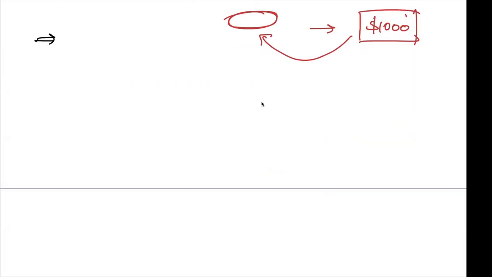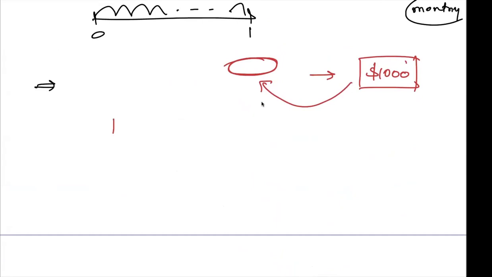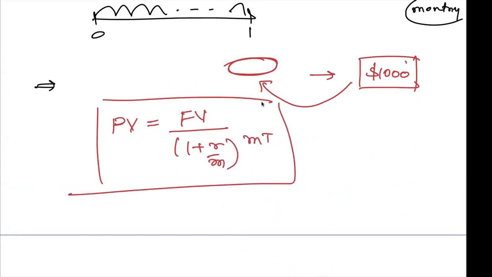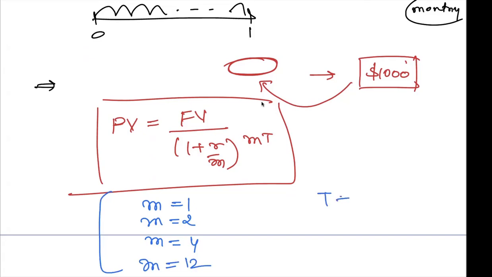A simple formula that you can remember: present value is nothing but whatever future value you are receiving, discounted. This is a very simple formula. If it's annual compounding, M will be 1, semi-annual 2, quarterly M is 4, and monthly M is 12. And if T is 1 year, you multiply this; if T is 2 years, you multiply all of this, whatever it is.